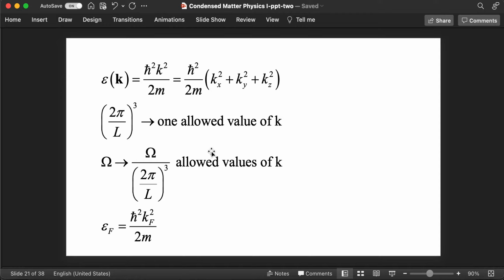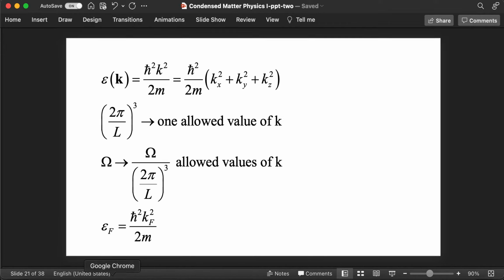So you need to find out the actual number of k points within that sphere. To do that, we just said that a cube of length 2π/L in k space contains one allowed value of k. Now if I define some volume Ω in k space, then the number of allowed values of k within this volume will be Ω divided by (2π/L) whole cubed.